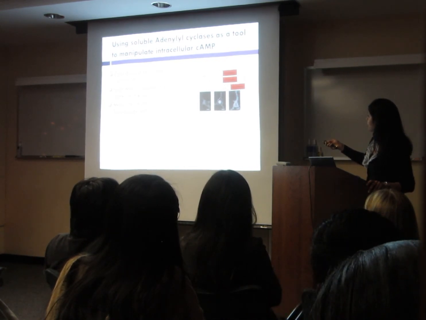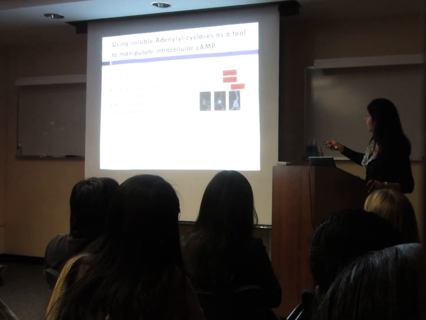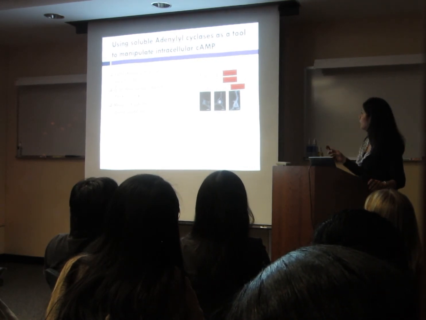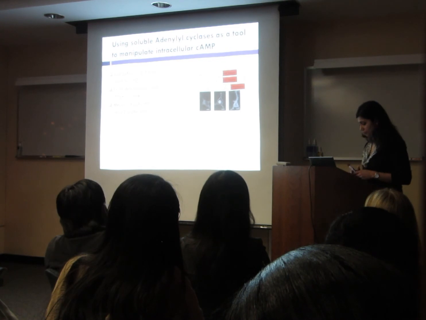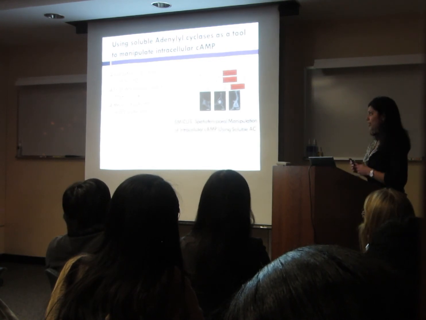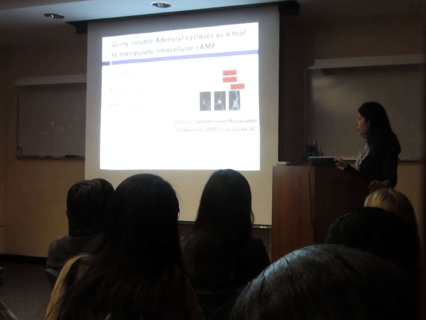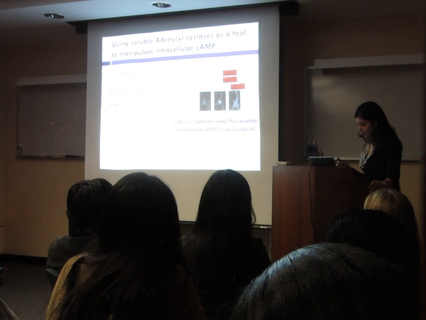As a marker for expression as well as localization, we've used a fluorescent protein called mCherry, and it's a red fluorescent protein variant. And we dubbed this method SMICUS, which stands for spatiotemporal manipulation of intracellular cyclic AMP using soluble AC.